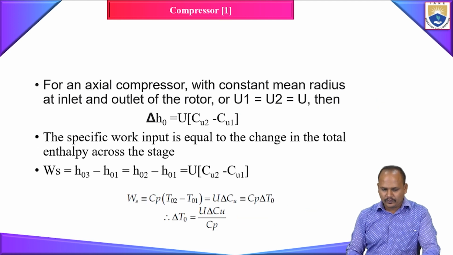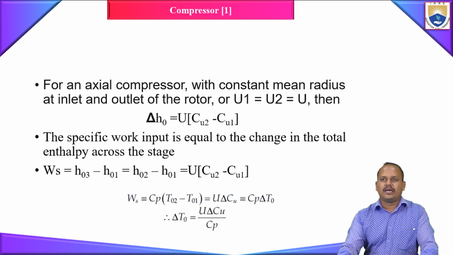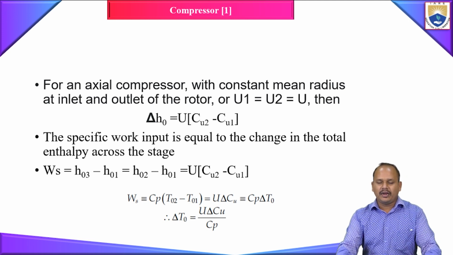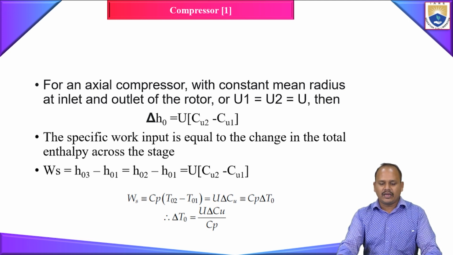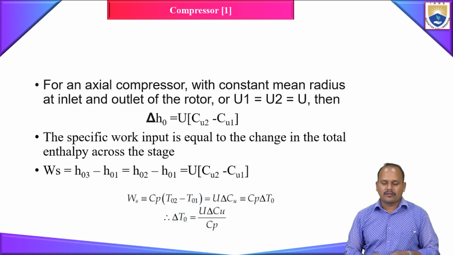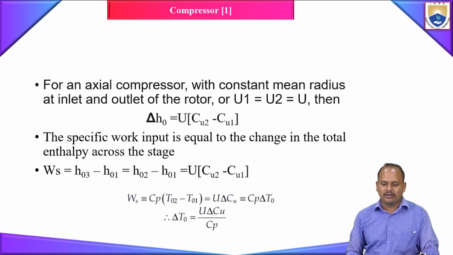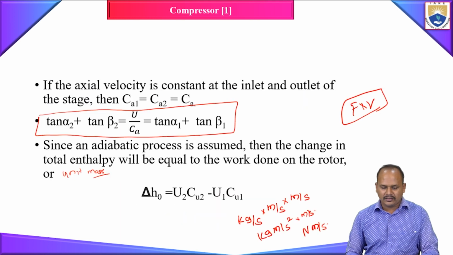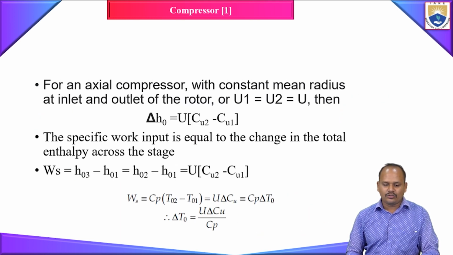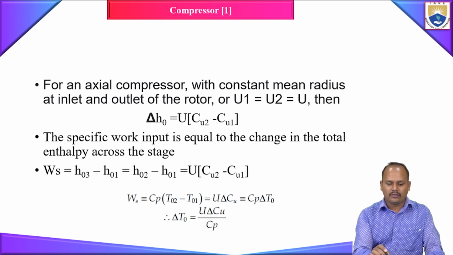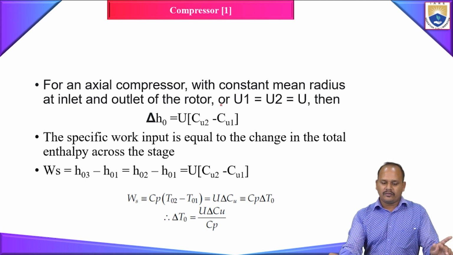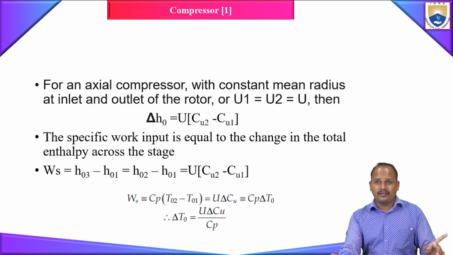Now, we have already assumed that we have drawn our velocity triangle at the mean radius location, and we already stated that the speed at which my rotor blade is rotating is constant. So your U1 is equal to U2 is equal to U. So I can write this equation, delta H naught is equal to U into CU2 minus CU1. What is CU2 minus CU1? We already told you your Ca is not at all changing.